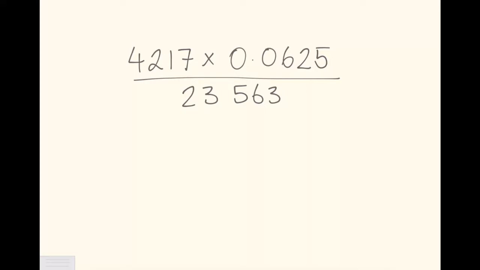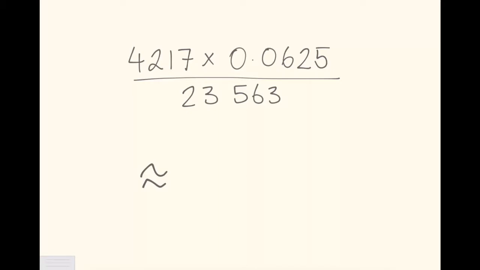It's 4,217 times 0.0625 divided by 23,563. And I would say not many people in the world would be able to accurately do this mentally. Yeah, you can do it with a written method, but I would really like you to have a go at estimating. So, have a look at each number. What do you think you could round those off to?